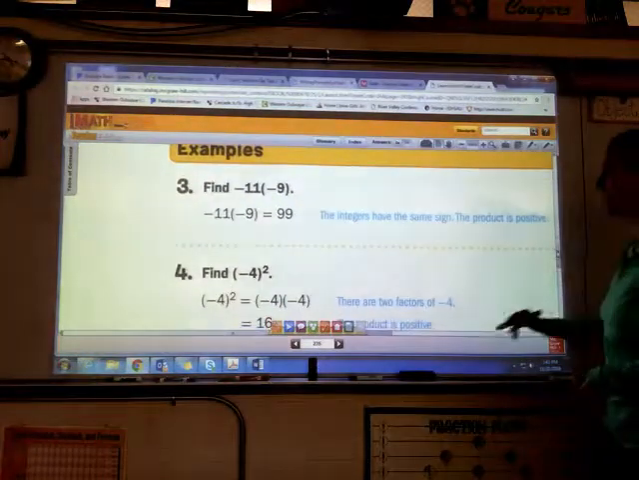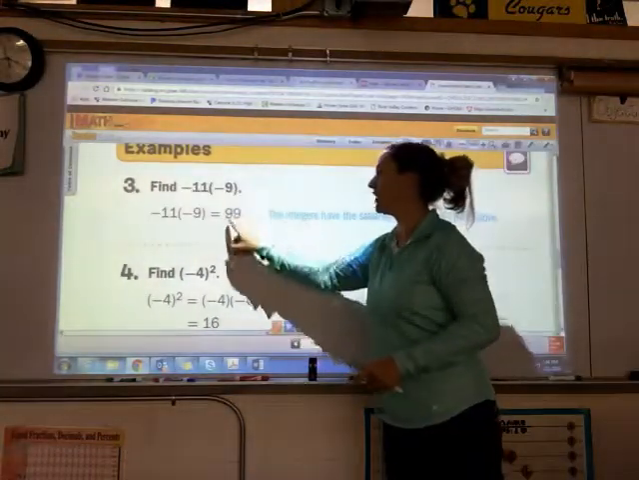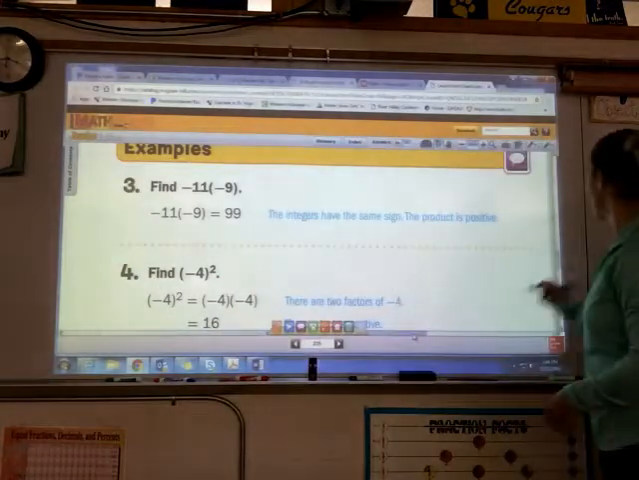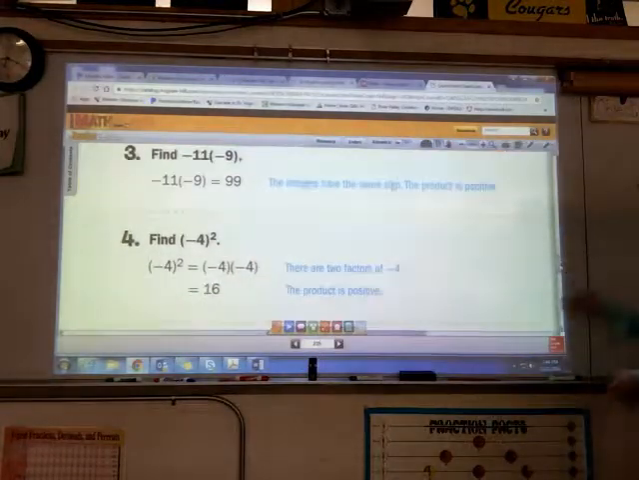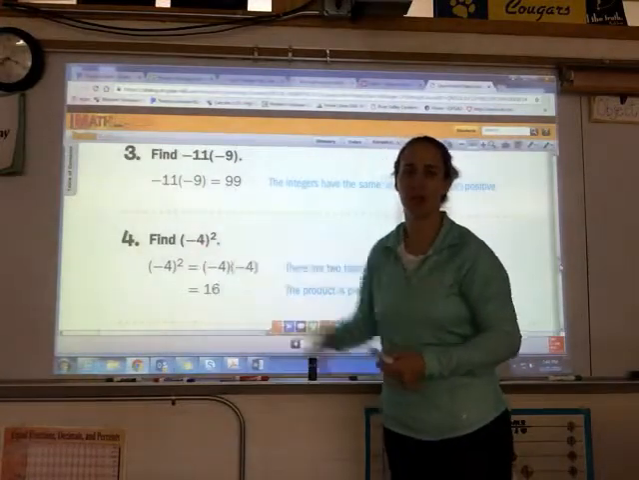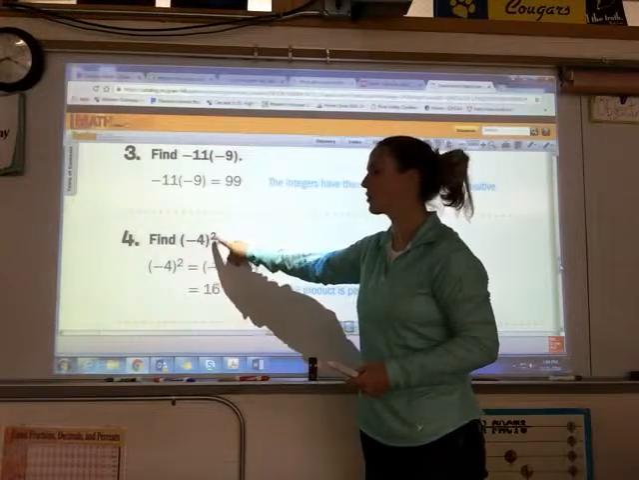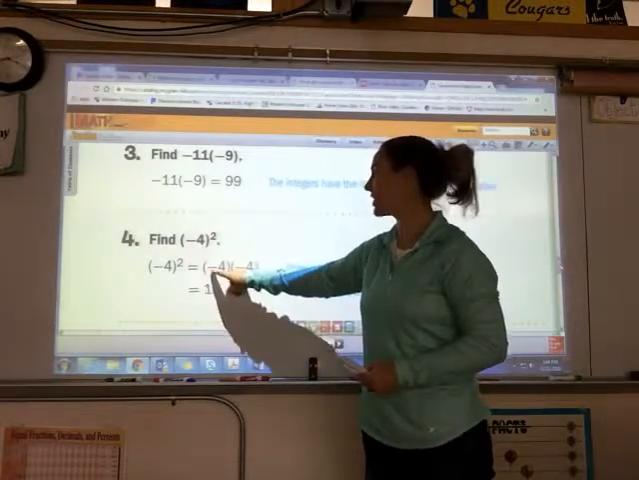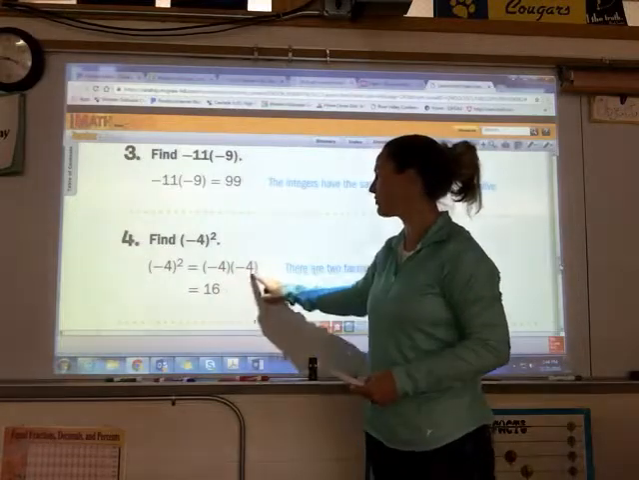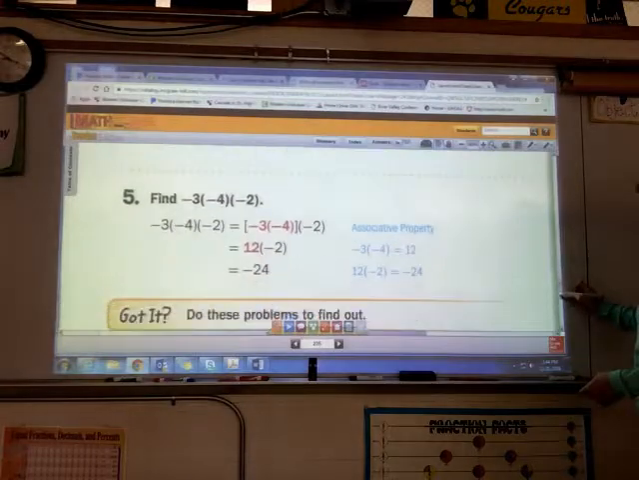Taking a look at examples 3 and 4. Again, a negative times a negative is going to be a positive. This one's a little bit different here, example 4, because we are looking at the squaring of a number. Remember, the squaring of the number is the same as taking that base number times itself. So you can see I'm in parentheses, I have negative 4 squared. So that would be the same as negative 4 times negative 4. A negative times a negative is a positive. 4 times 4 is 16. So be aware of when you're squaring numbers as well.